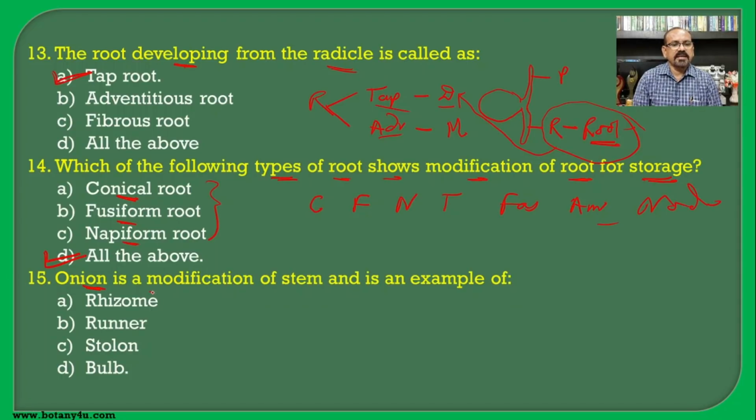Then onion is a modification of stem and is an example of. If you see the onion, there is a presence of a reduced stem, from which there is development of many fleshy leaves, and this is known as the bulb. So the bulb is the correct answer for this question.